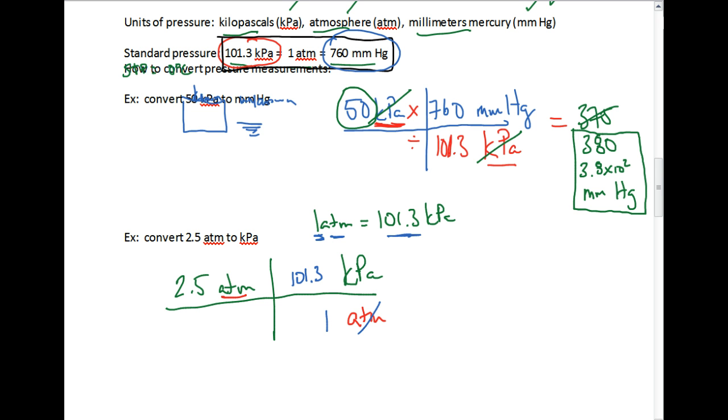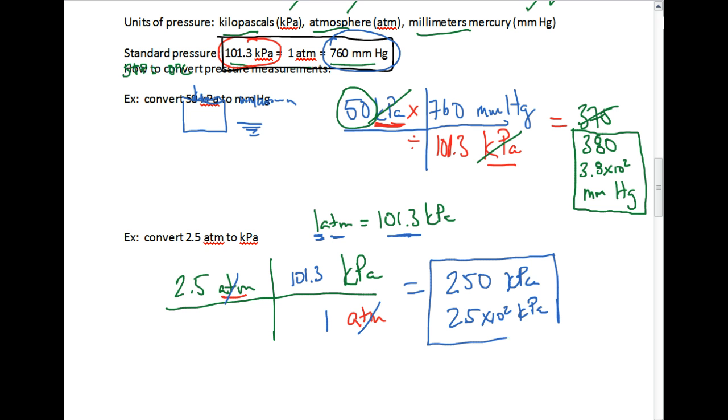And so atmospheres is going to cancel. It's nice when there's a 1 on the bottom. I don't actually have to do anything. So 2.5 times 101.3. Round off to 2 sig figs. I'm going to call this 250 kPa, or we could also call it 2.5 times 10 to the second kPa. And that is how we can convert from kilopascals to atmospheres to millimeters of mercury.